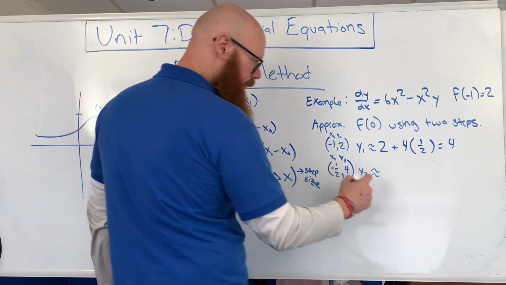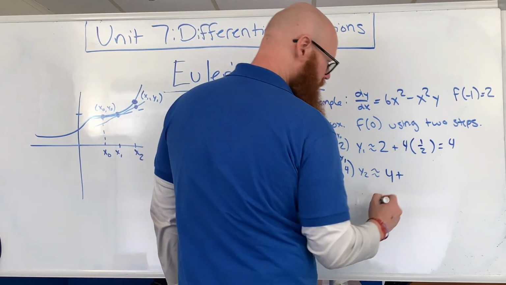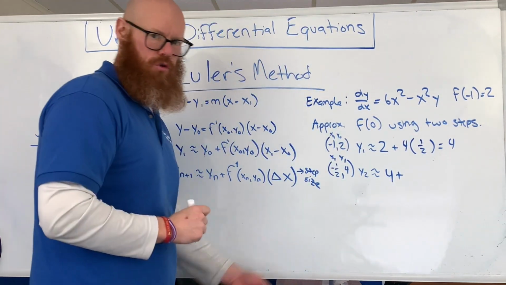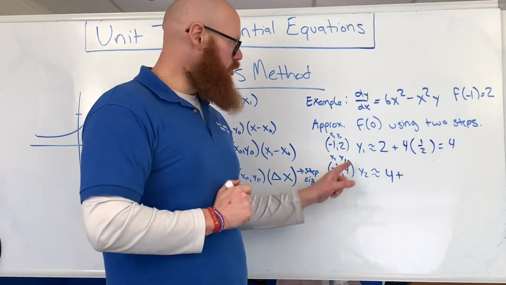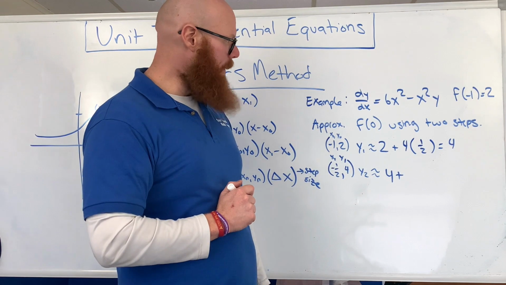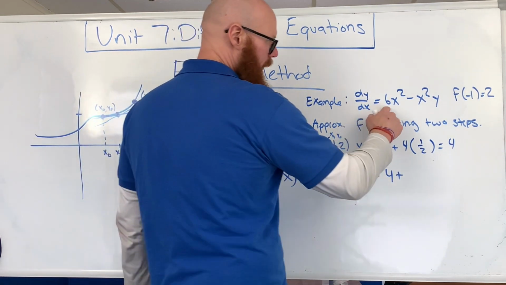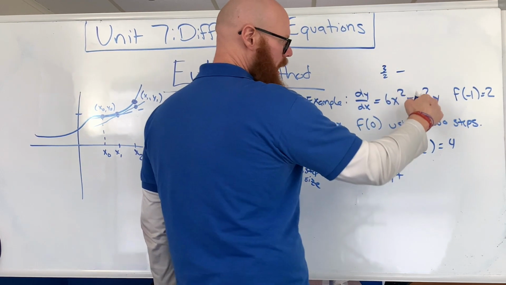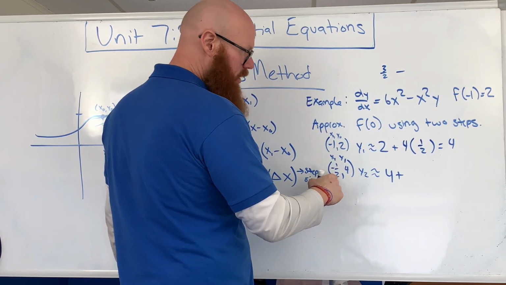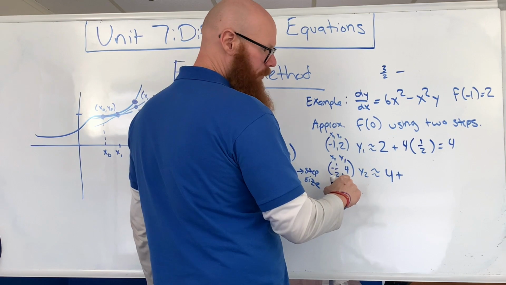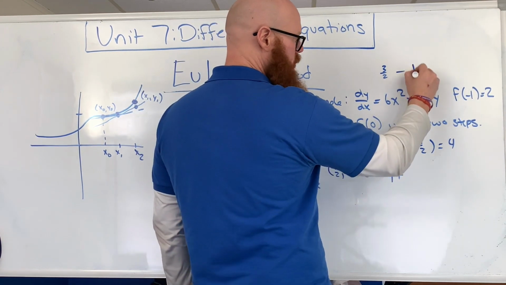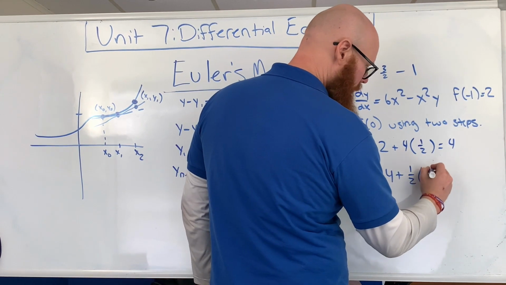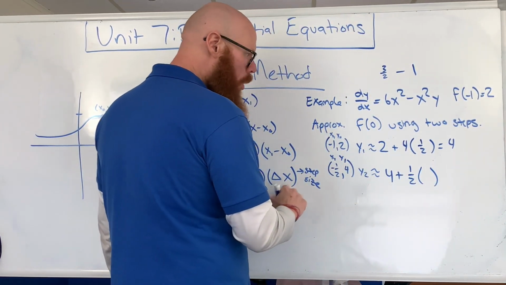So y1 is 4 plus, now I have to plug this point into our derivative. So I do -1/2, that gives me a +4. Positive 1/4 times 6 is 6/4, which is 3/2. And then x squared is another +4 times 4, which is 1. So you get 3/2 minus 1, so that's +1/2. So that's our slope. And our step size is always the same.